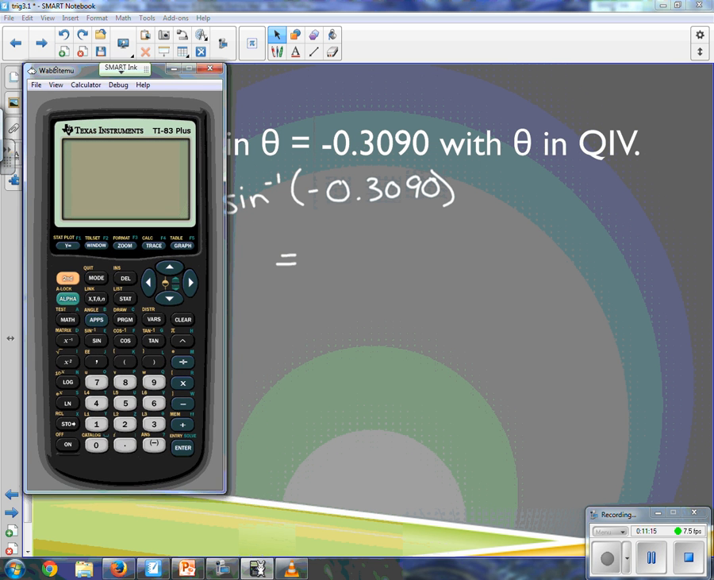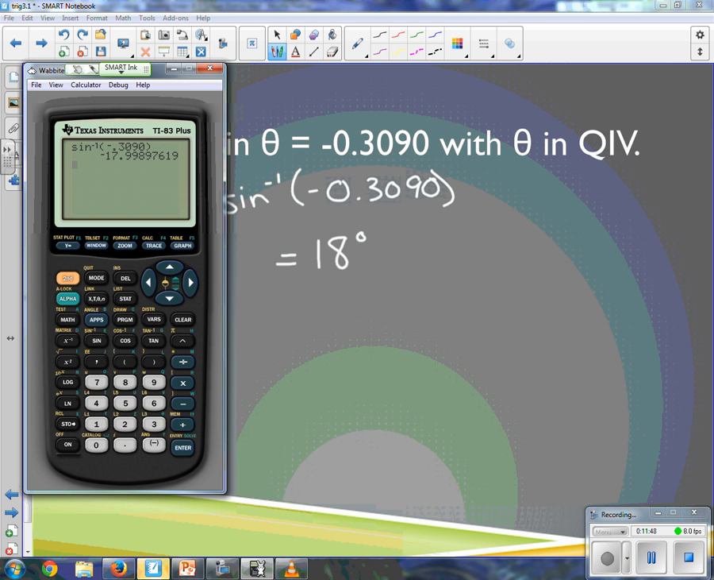Same up here. First thing, do not forget to check the mode. Make sure that it's set to degree. Once you've done that, you can type in sine inverse of negative 0.3090. And I got negative 17.99. So for our purposes, I'm okay with rounding that. We're going to go to 18 degrees. Our problem told us that it was supposed to be in quadrant 4. 18 is definitely not in quadrant 4. So we got to figure that out.